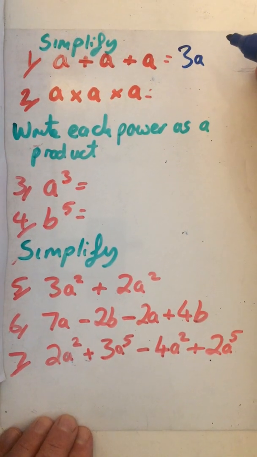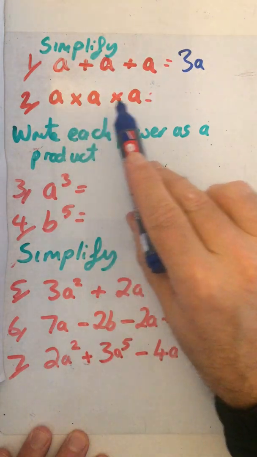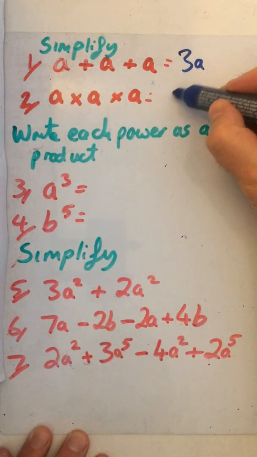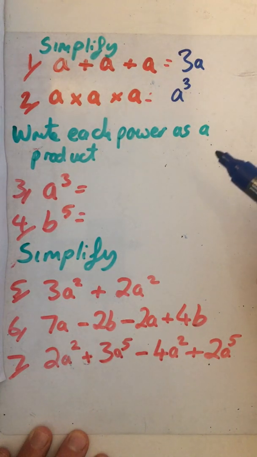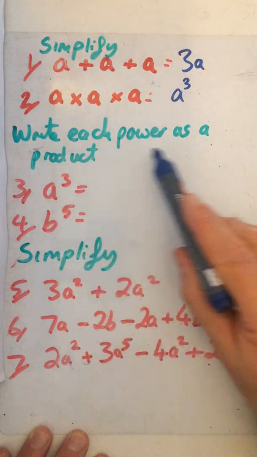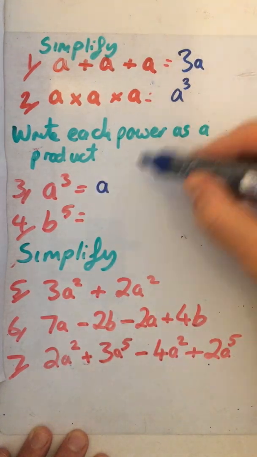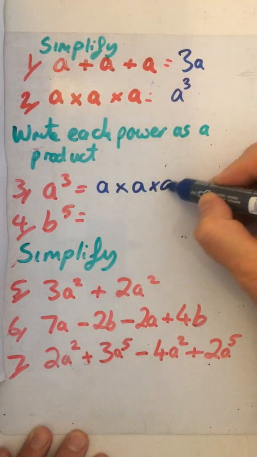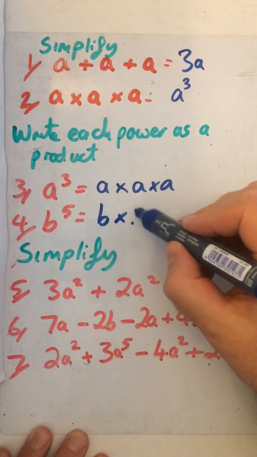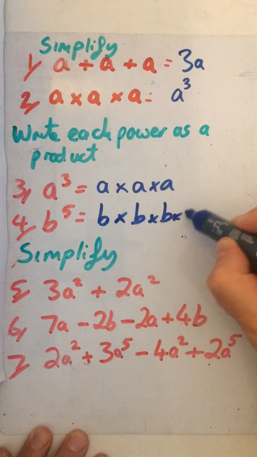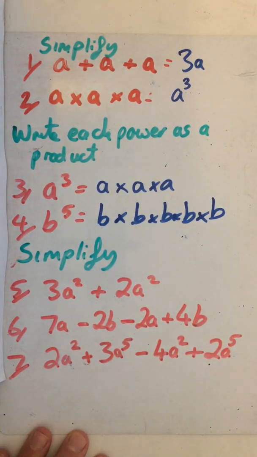Okay, so this is the work from the beginning, the work we started off with at the beginning of the lesson. A times A times A. Remember, when we times them, we use powers: A to the power of 3. This one, A to the power of 3, if we write that as a product, we're doing the opposite to simplify: A times A times A. And then we've got B to the power of 5, so we need to times 5 B's together.